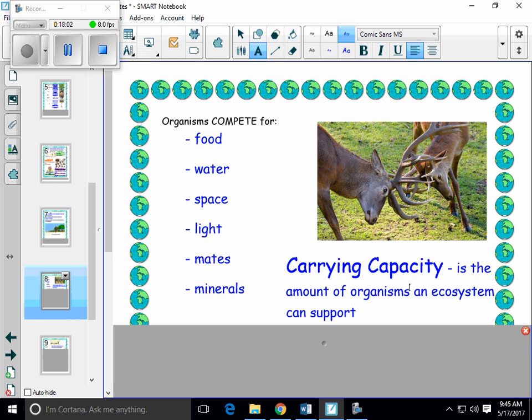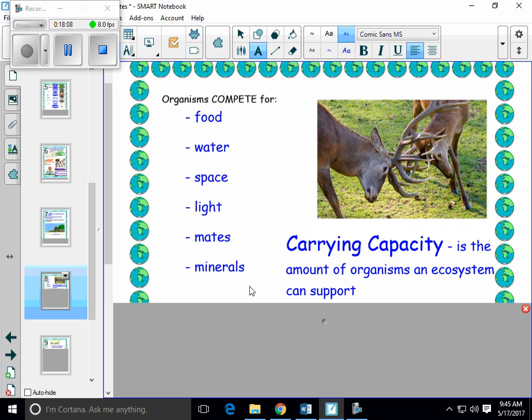The term carrying capacity that I've added over here, so you didn't originally have that on your packet, but I did add it in. And we need to know what this is because all of these things over here on the left, which organisms compete for, there isn't usually a ton of those things. They're usually limited. So depending on how much food is available would depend on how many things can live there. So the carrying capacity is an actual number of organisms that an ecosystem can support.